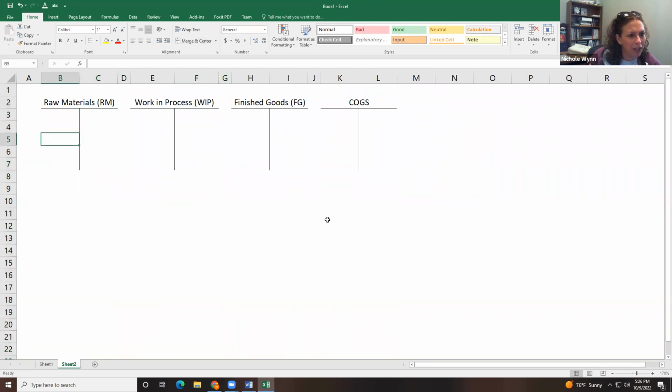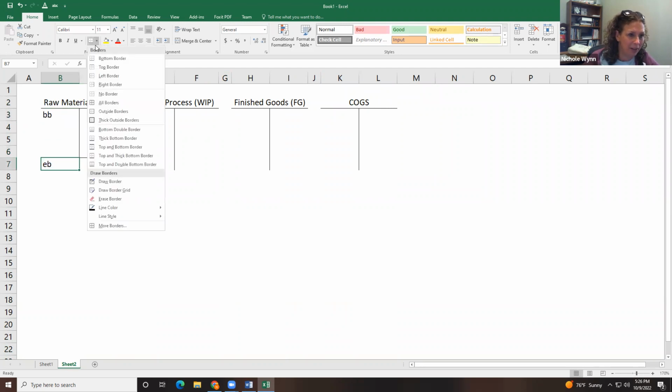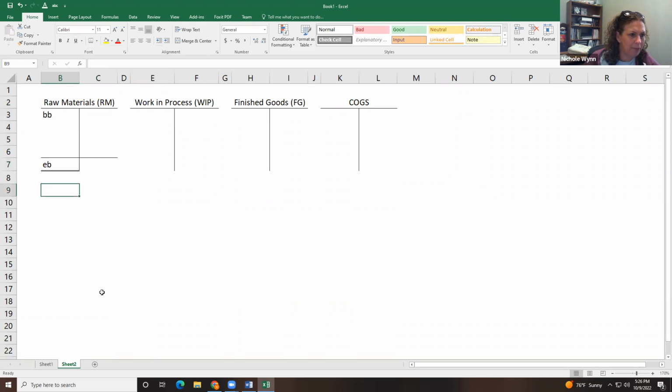And so what we're going to do is we're going to make ourselves a little cheat sheet to understand basically where these things go. All right, so we're going to have a beginning balance and an ending balance. And I'm going to draw a line across because raw material is an asset, assets are debits. So at the beginning, we're going to have some raw materials, and then we're also going to have an ending balance. Double underline it.